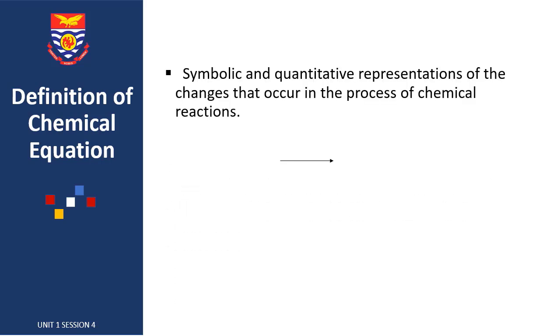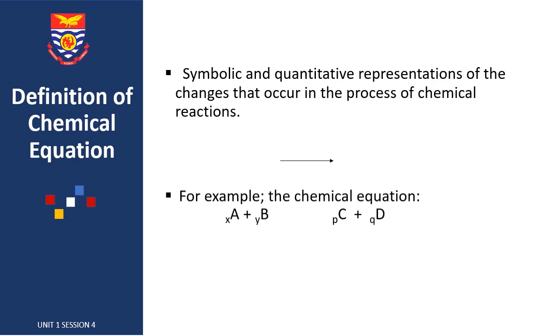Now, when we say chemical equation, we are referring to a symbolic and quantitative representation of the changes that occur in the process of a chemical reaction. In chemical reactions, there are bonds broken and there are new bonds formed. But we try to represent this symbolically and quantitatively in order to make its study simple and easier.